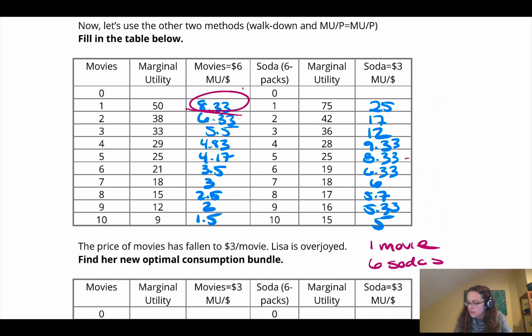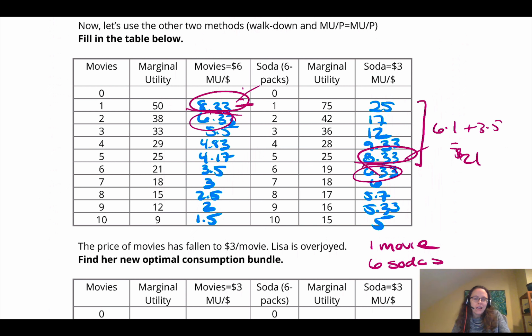So there's 2 places where I can see that to be the case. I can see that here, and I can see that here and here. And those are really the only places. So let's say that I consume right here. In that case, I bought 1 movie and 5 sodas. At that point, I have spent 6 times 1 plus 3 times 5, which is $21. And so I've got to stop there, but I've got $3 more. So I'm going to spend that remaining on my last soda. So again, the same combination as before.